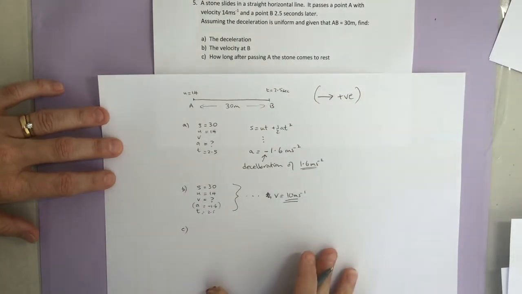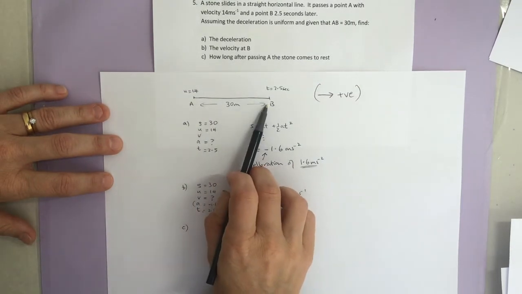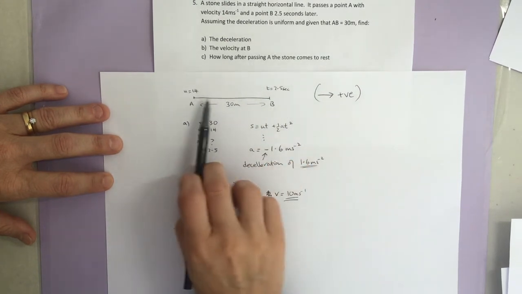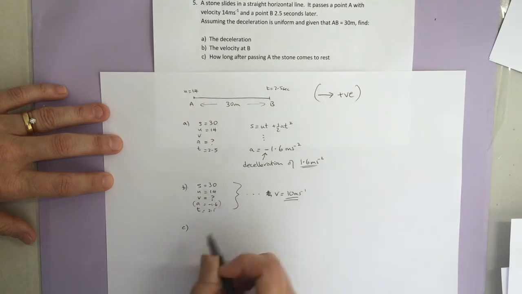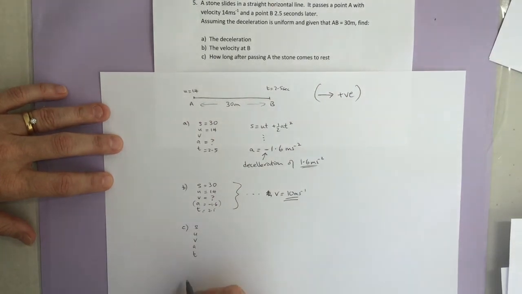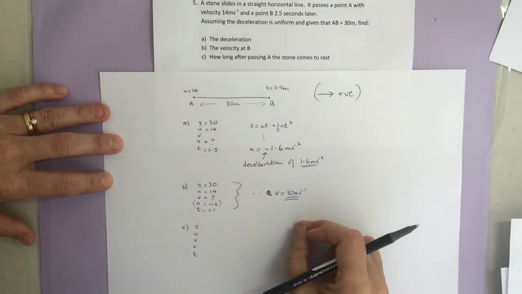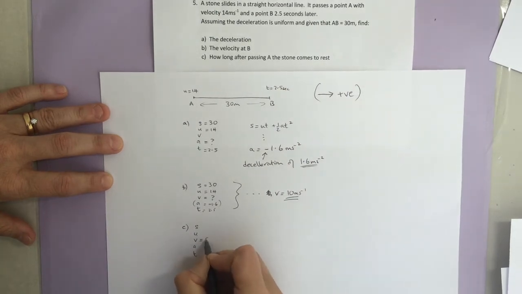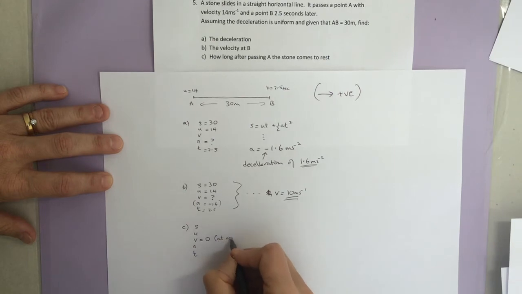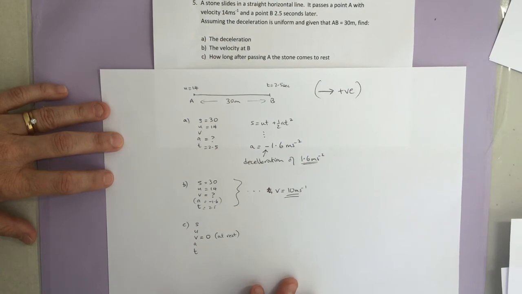Okay, last bit of this question, part C: how long after passing A does the stone come to rest? So we're not talking about B anymore, we're talking about how long this thing takes to eventually slow down and come to a stop. Okay, so let's have a look. SUVAT. If something has come to rest, then it's stopped and its velocity is 0. So my final velocity, and that's really important, if something has come to rest, it's stopped, so its final velocity is 0 there.